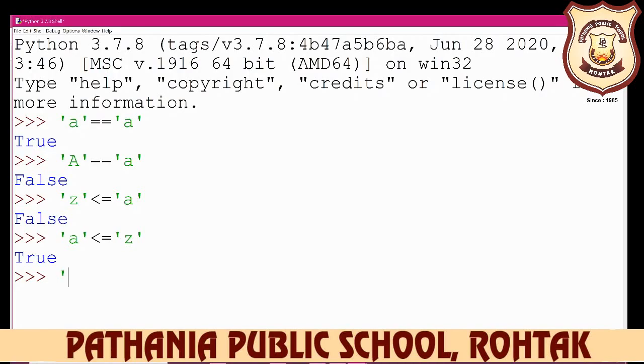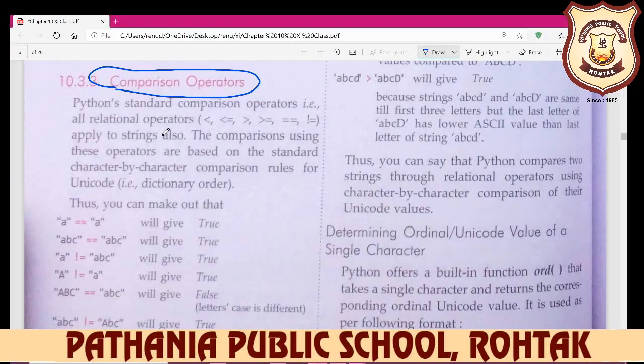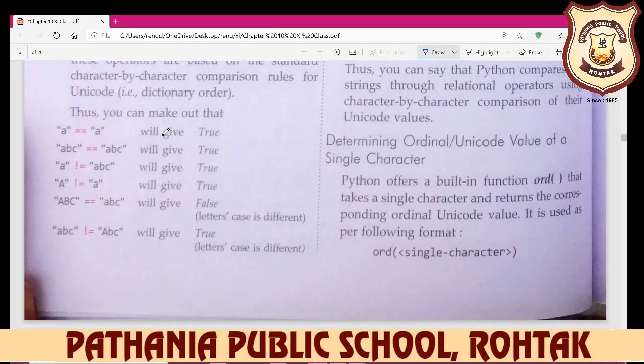For example, we have written here 'ABC' less than or equal to 'ABC', so the answer is True. But if you write ABC with one place in small letter and another in capital letter, the answer is False. So these are your comparison operators. You use all these comparison operators.